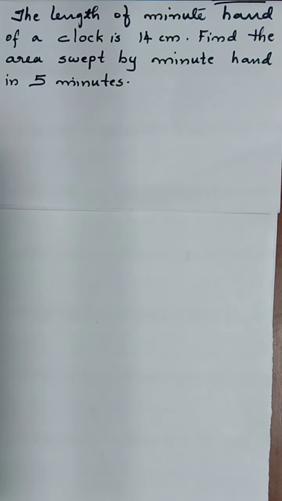See the third question. Length of minute hand of a clock is 14 centimeter. We consider a round dial. According to that, what will be meant by minute hand length? It will be the radius. Radius equal to 14 centimeter. Find the area swept by minute hand in 5 minutes. In 5 minutes, what is the area swept by minute hand?